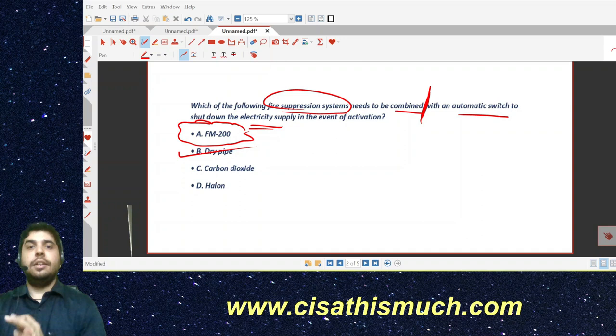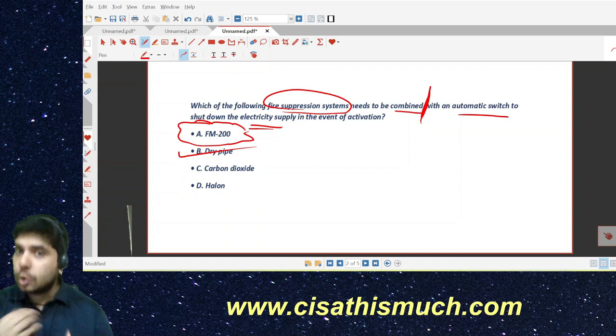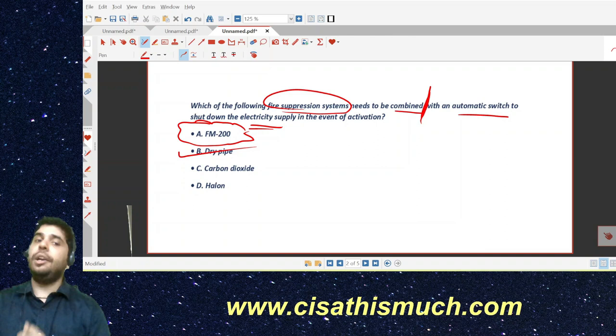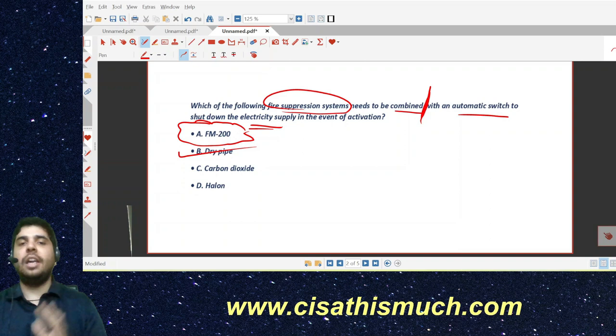See how beautifully they have drafted the question. If they wanted, they could have used the words water-based sprinkler. But in that case, most of the students would have been able to guess the answer, because they would have looked at the words shutdown of the electricity and might have got the answer water-based because of electricity. But how beautifully they have used the word dry pipe. And if you don't understand that dry pipe is also a part of the water-based sprinkler system, definitely you won't be able to solve this question. Most of the people will go with option A, FM 200, right? But here the answer is dry pipe.